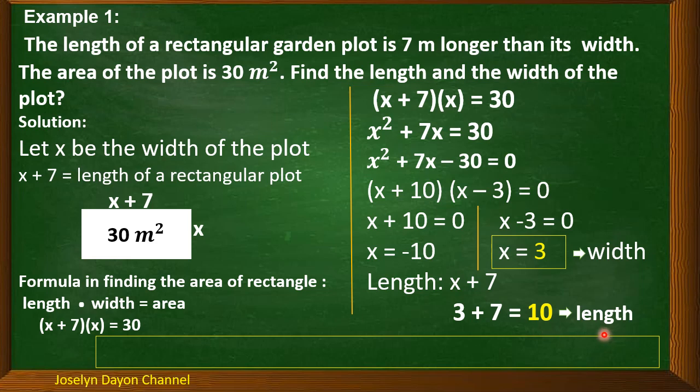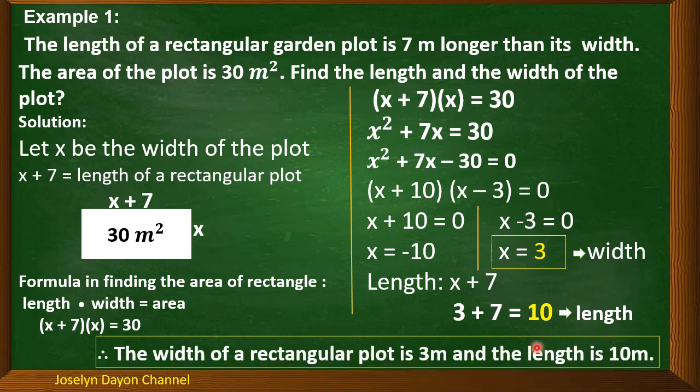And 10 here is the length. So for our final answer, do not forget to write the unit. So therefore, the width of the rectangular plot is 3 meters and the length is 10 meters.